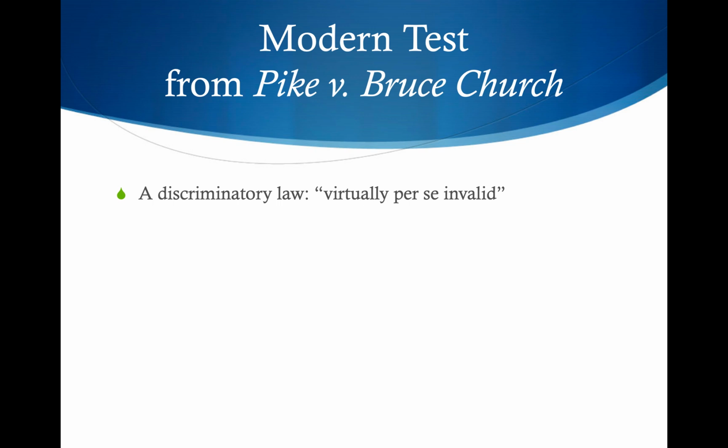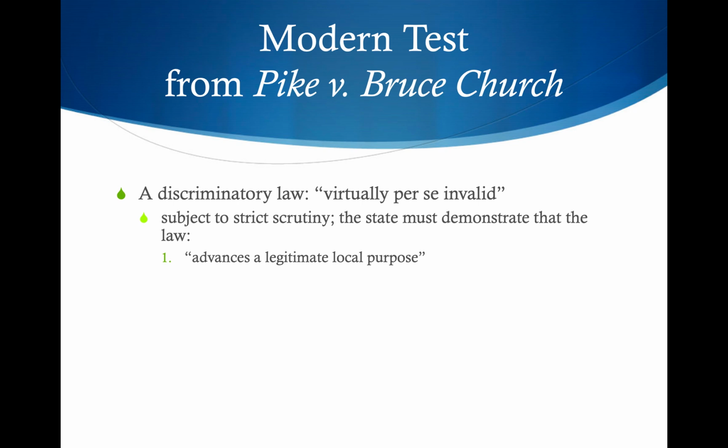So we still have these two basic classifications, discriminatory laws and non-discriminatory laws. And the court tells us that a discriminatory law is virtually per se invalid. That means that there's a presumption against its validity, it's going to be subject to strict scrutiny, and the burden will be on the state to demonstrate that the law, one, advances a legitimate local purpose, and two, that that purpose cannot be adequately served by reasonable non-discriminatory alternatives.